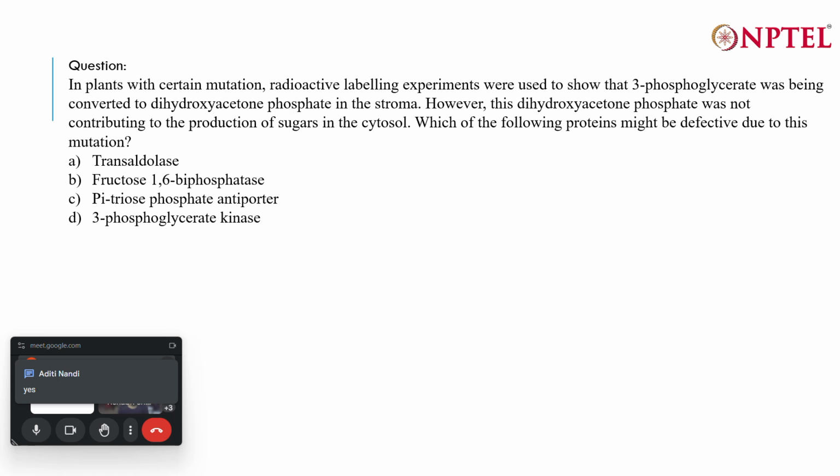In plants with certain mutation, radioactive labeling experiments were used to show that 3-phosphoglycerate was being converted to dihydroxyacetone phosphate in the stroma. However, this dihydroxyacetone phosphate was not contributing to the production of sugars in the cytosol. Which of the following proteins might be defective due to this mutation? So, what can be the correct answer?